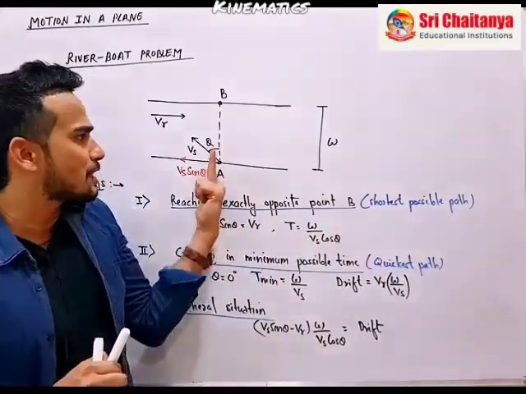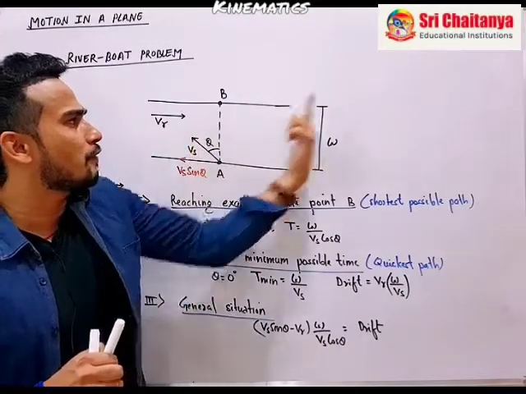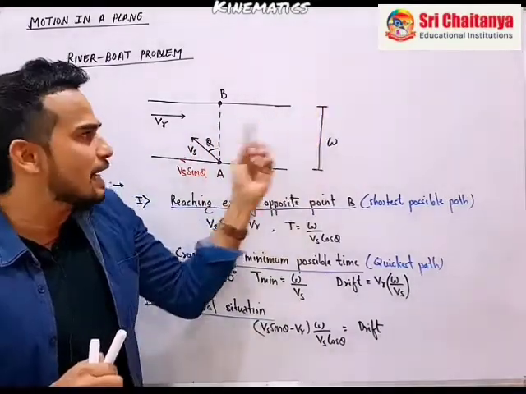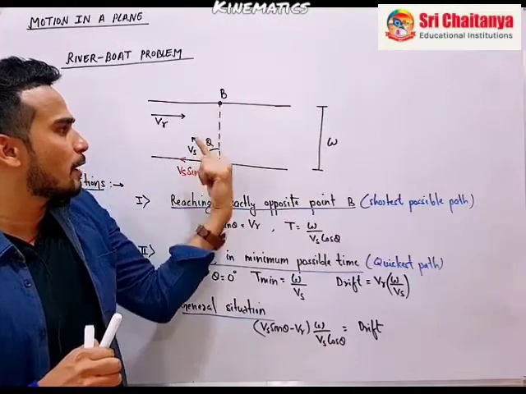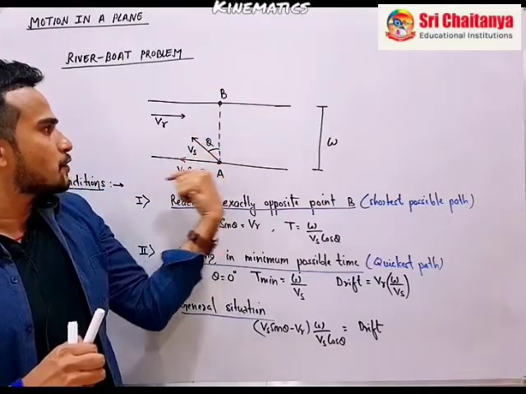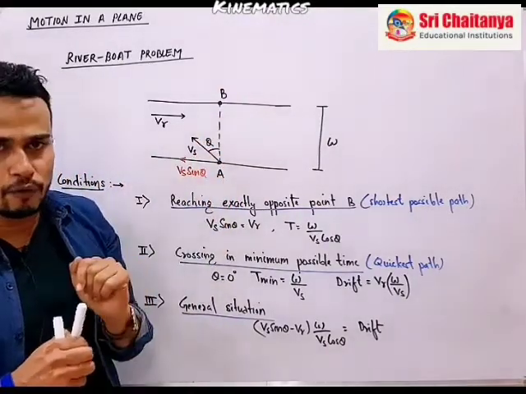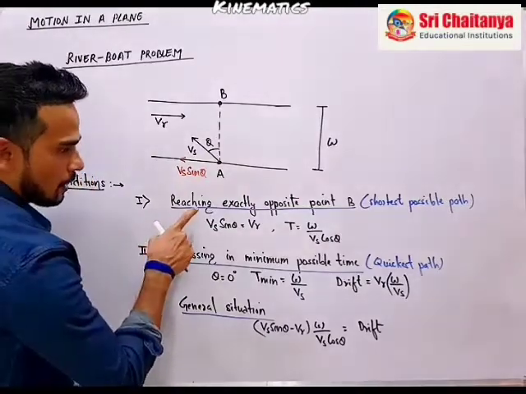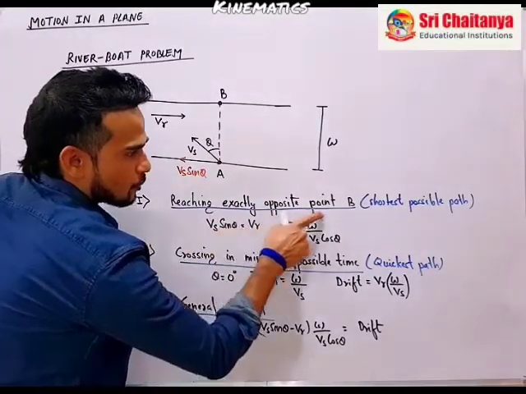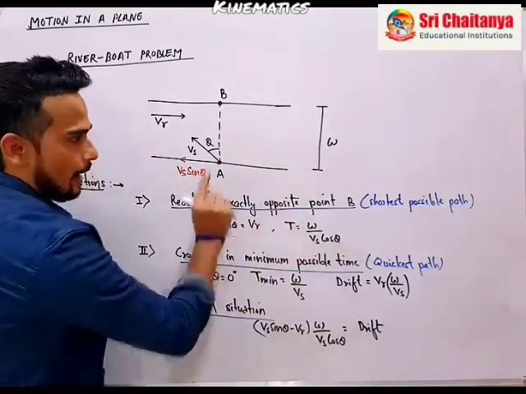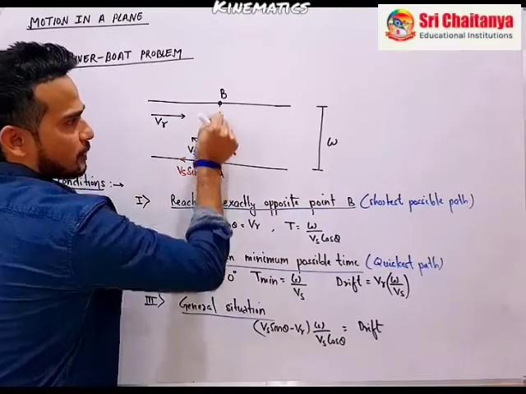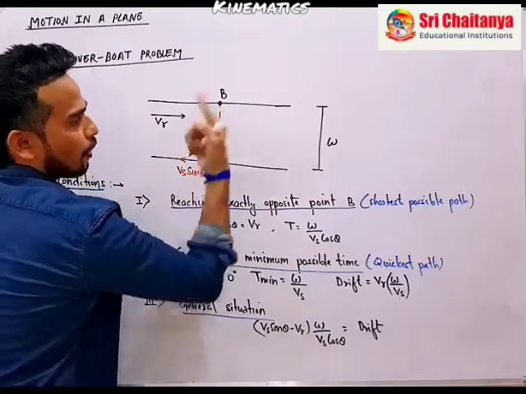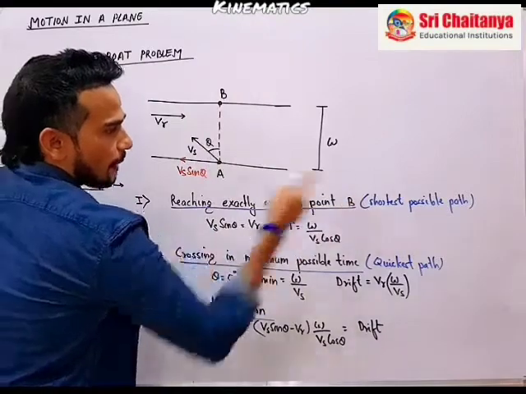If the swimmer starts straight like this, he will never reach there. Due to the river, he will drift. But the swimmer has to reach exactly the opposite point. That means one component of his velocity must balance the river flow. And that is what you have got: reaching exactly the opposite point B, and that is also the shortest possible path to the other side.